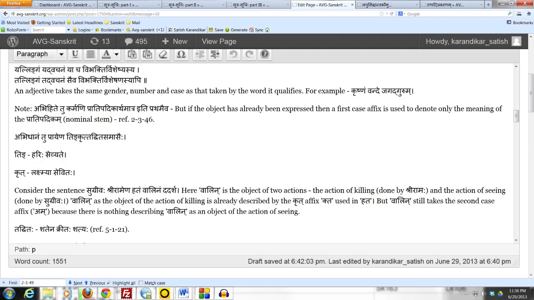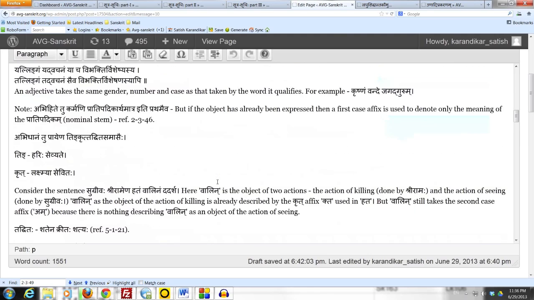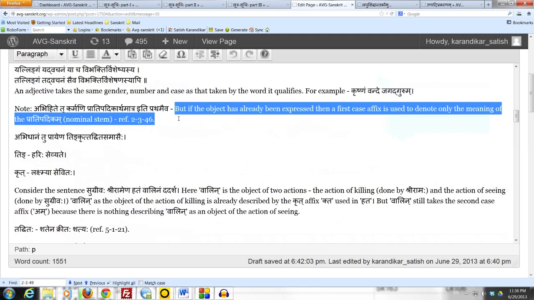So the affix te already tells us that the object is a prathama purusha ekavachanam. So the object is already described by the affix te. Hence the condition anabhihite is not satisfied, so therefore 232 cannot be used, and Hari does not take the second case affix. It instead takes the first case affix, because the only thing that remains now is the pratipadika, and hence 2346 comes and prescribes the prathama vibhakti.